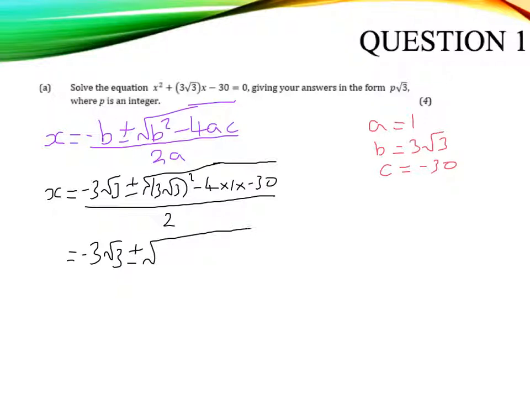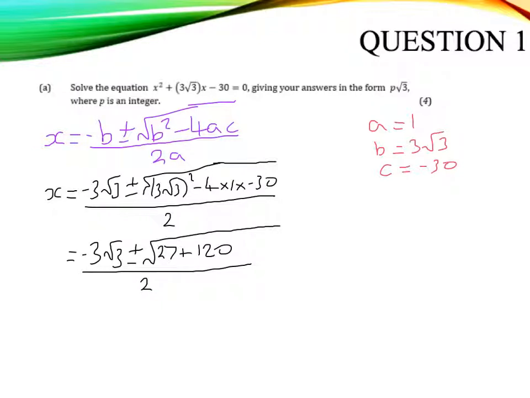Right, this is the bit now I'm going to do a little bit of maths. Let's think what's going on. 3 squared is 9. Root 3 squared is 3. And 9 times 3 is 27. So this part of my bracket here that I'm pointing to is 27. So 27, and then minus 4 times 1 is minus 4, times minus 30 is positive 120. So plus 120, all divided by 2.